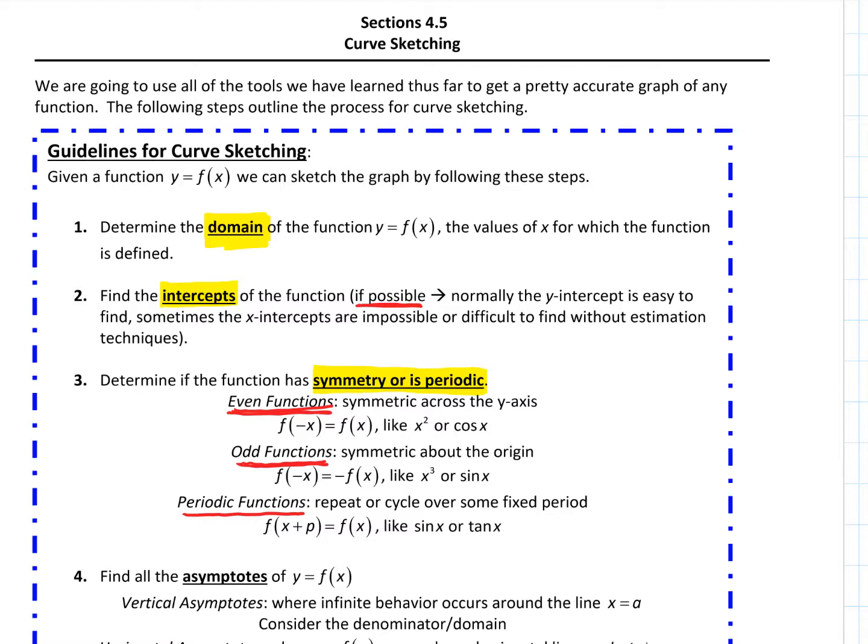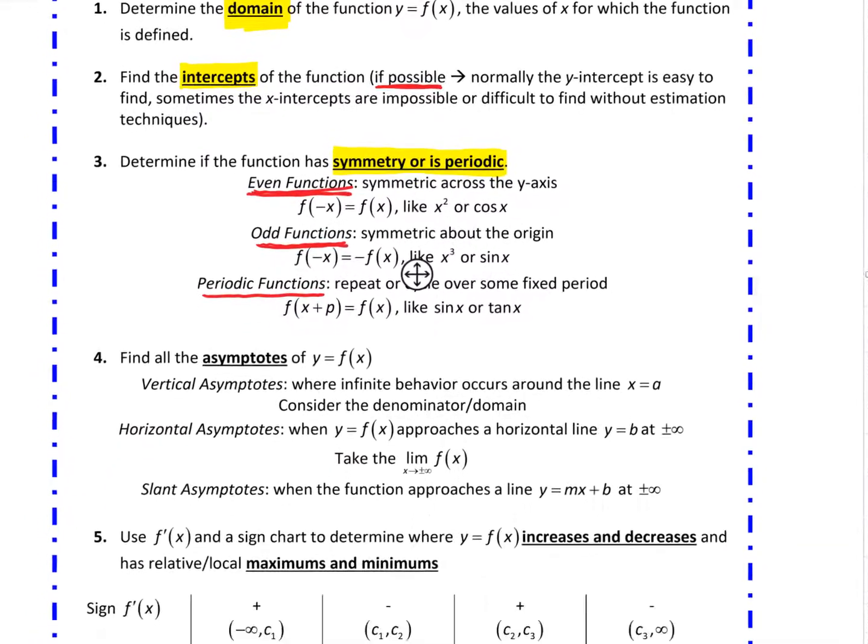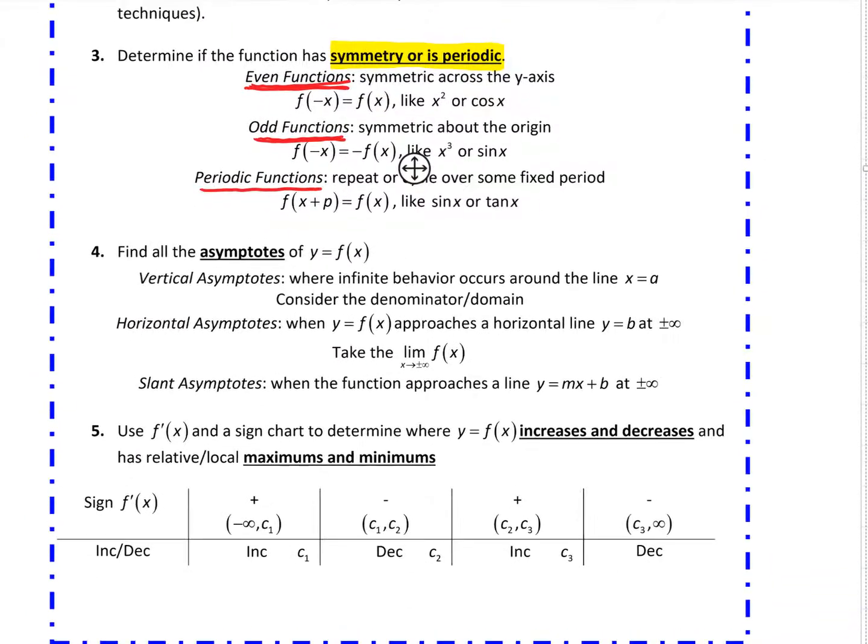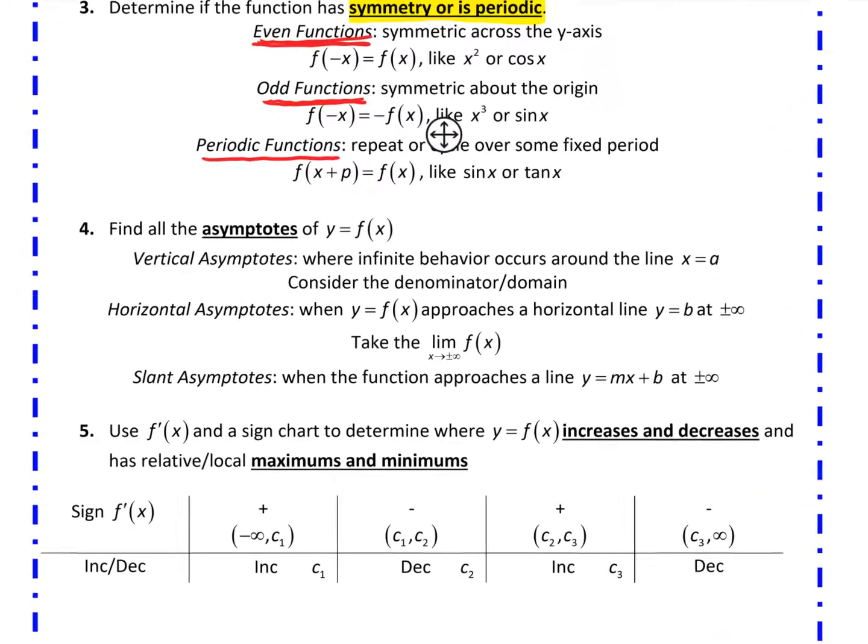By the way, not all functions, in fact most functions, are not symmetric or periodic, but this is a good thing to check as we're going, kind of like the intercepts. We do a quick check. If it's obvious that it has symmetry, that can be useful in the graphing. Okay, then we get into our calculus tools that we've worked with.